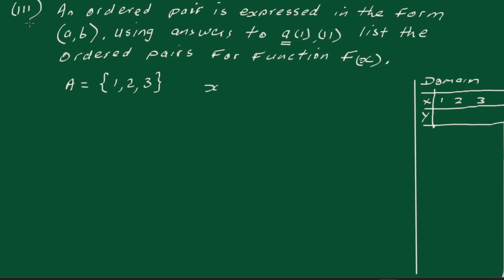Now looking at the third question: an ordered pair is expressed in the form (A, B). Using the answers to 1 and 2, list the ordered pairs for the function f(x). First, we found the ordered pairs for 1 and 2. When the input to the function was 1, we got 2.5.